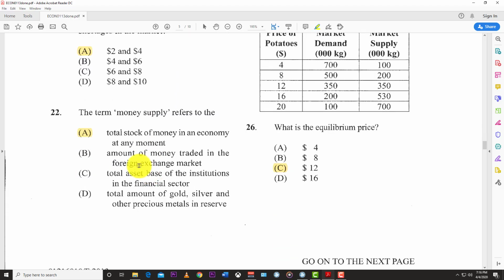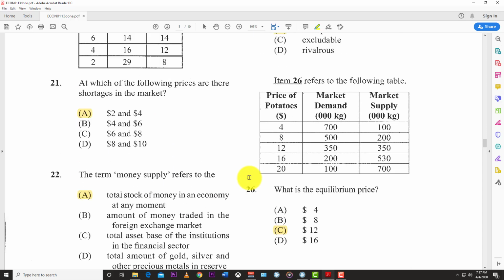All right. Number 22, the term money supply refers to the, and the answer here is A, stock of money in an economy at any moment. That's the money supply, the stock of money in the economy at any moment.